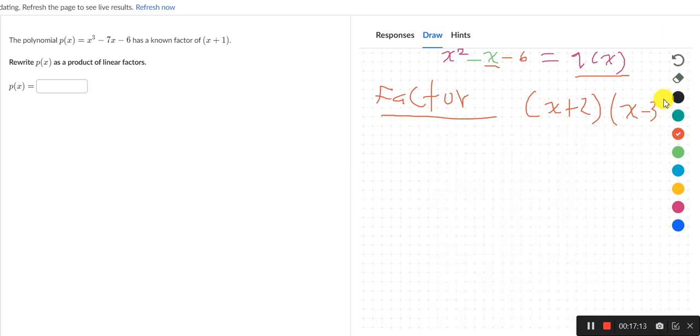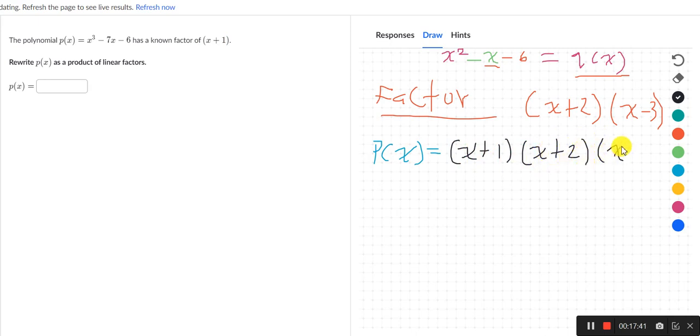Okay, so now we have this. So finally, what we need to do is write our polynomial as a product of linear factors, which is going to be x plus 1 times x plus 2 times x minus 3. And that would be your answer.